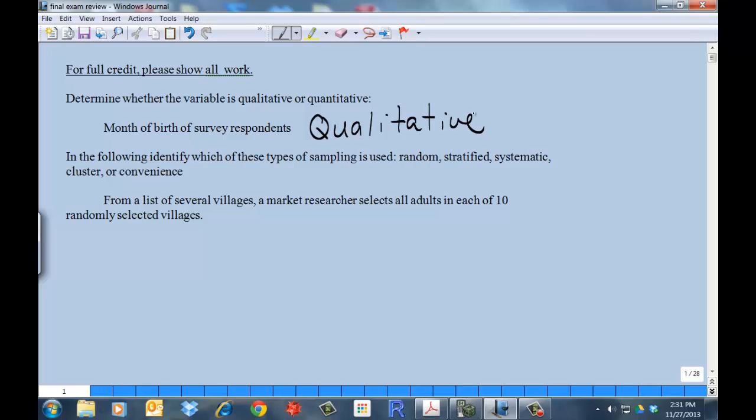Okay, the second question is asking something about the types of sampling techniques that we've looked at: simple random, stratified, cluster, convenience. So it says, from a list of several villages, a market researcher selects all adults in each of 10 randomly selected villages. So you want to think about the idea of this list of several villages. So maybe all the way down to N.